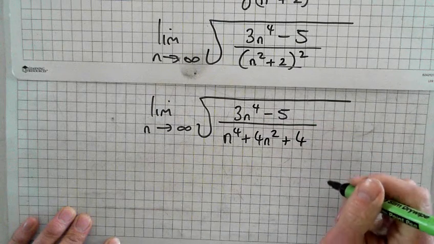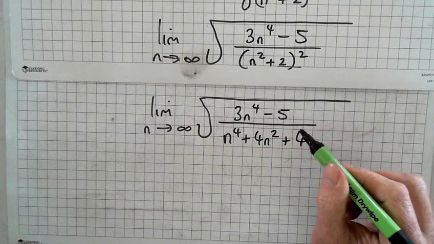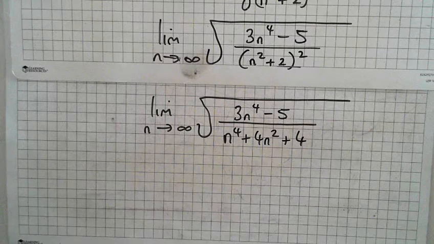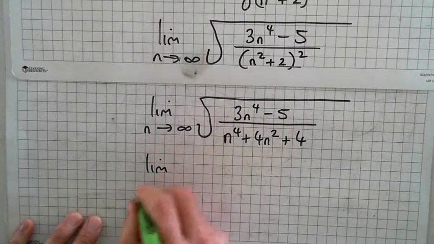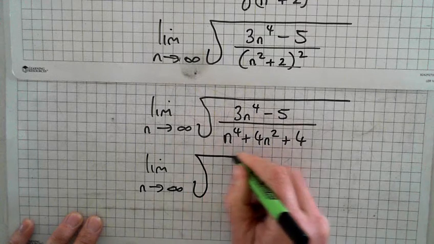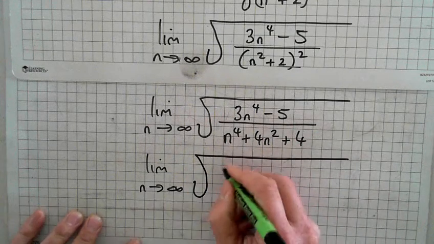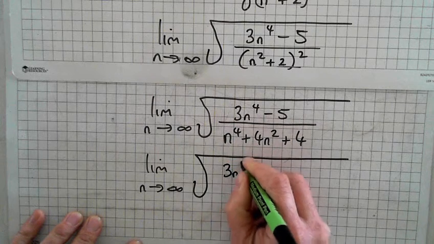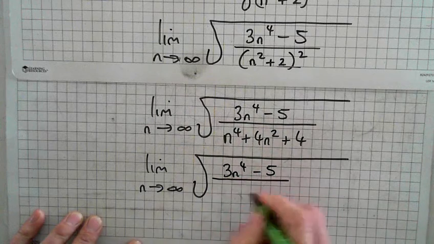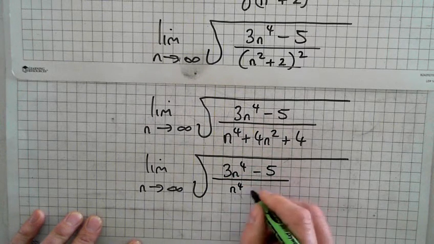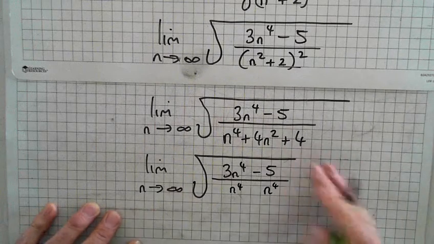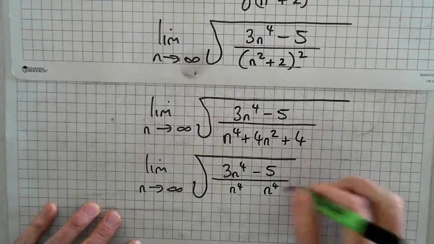Alright, so the next step was to divide above and below by the highest power. We did that in the previous step, remember that? So we still have the square root sign. Now we'll look at the top line, and we'll divide the top line by the highest power, n to the 4 and n to the 4. And what do you get? Just the top bit first.